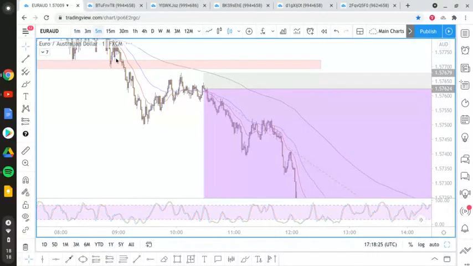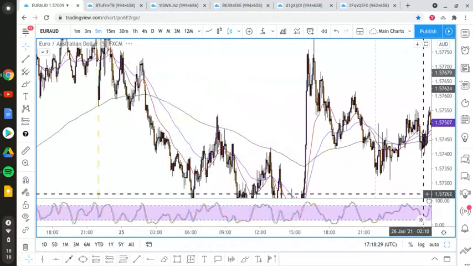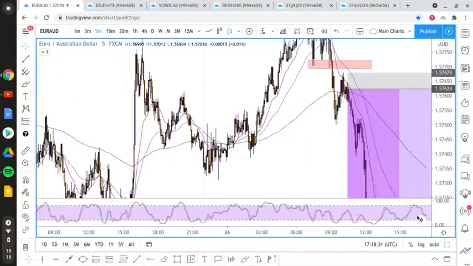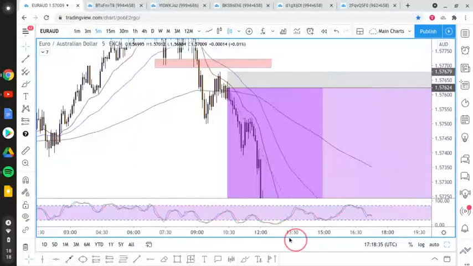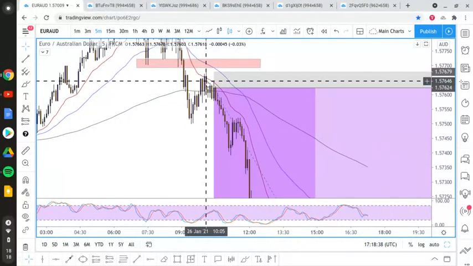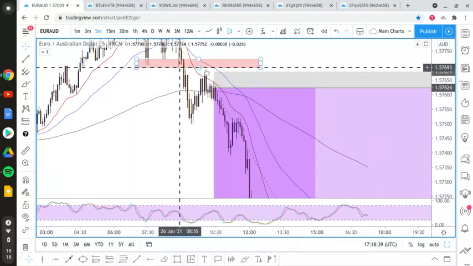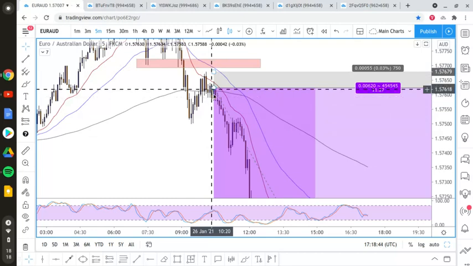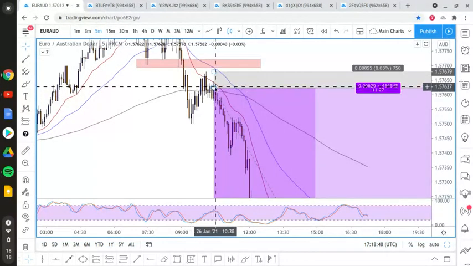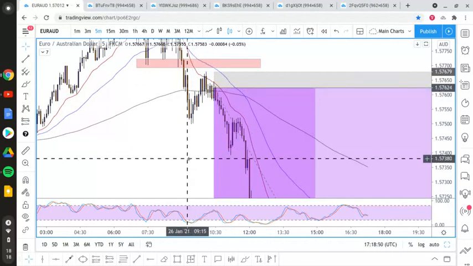So let's just go to the 5 minute. The 5 minute was basically a 5 minute break and retest, similar as well, coming into the 15 minute area, showing the rejection. I was quite happy to take it, saw this bearish candle, and we were in a sell high area on the lower time frames.